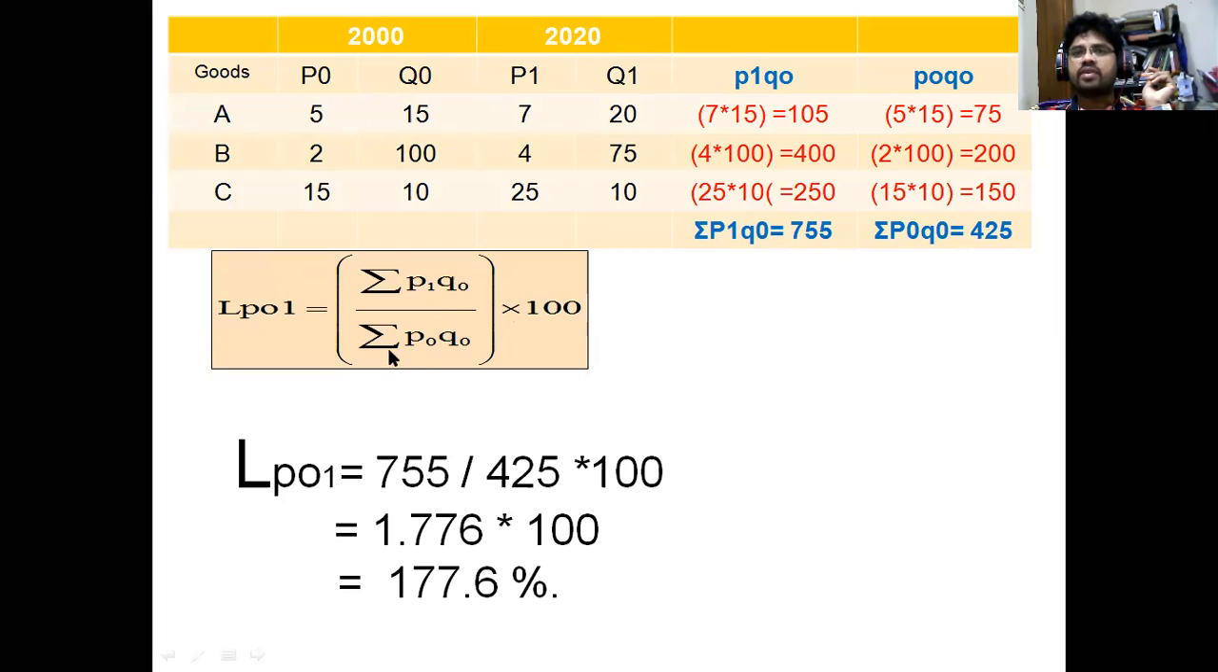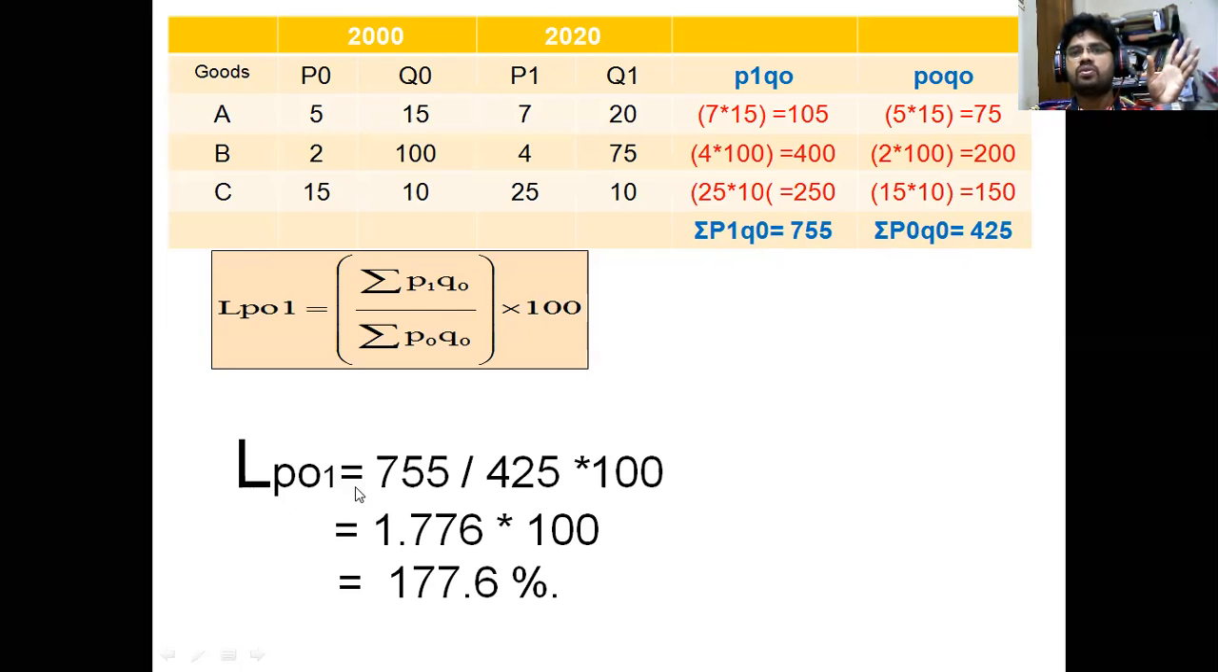Then we need to calculate the P0 into Q0. So here we need to write P0 into Q0. What is P0 here? 5 into Q0, 15. 5 into 15, how much? 75. Then 2 into 100, 200. Then 15 into 10, 150. When you add all these three values, the sum of P0 into Q0 is equal to 425. After getting these two values, you can simply substitute in the formula.